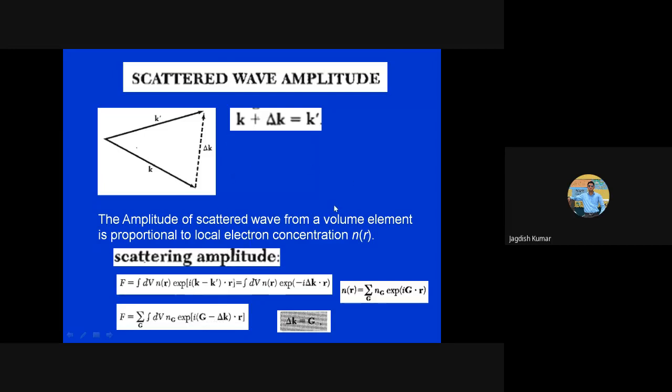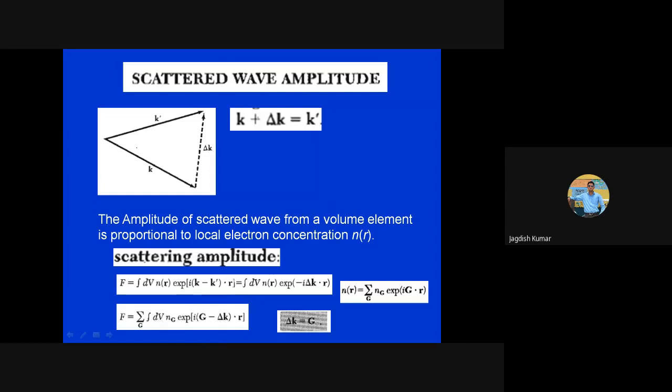Because if you take the integral of a sine function over one period, what will that give you? Zero, correct? The area under the positive half will cancel the area under the negative half. Now, we are not taking the integral over the periodicity, right? We are taking the integral over the volume element.